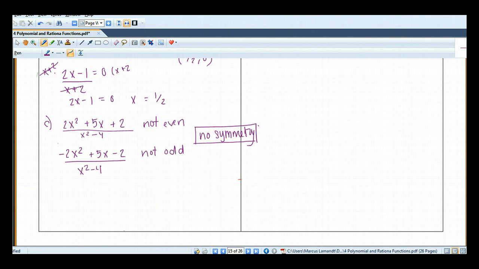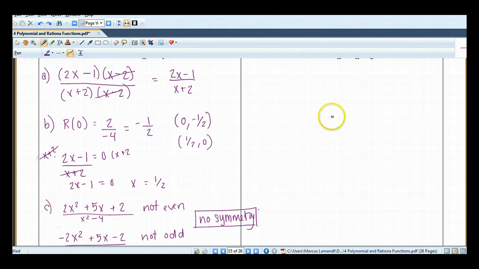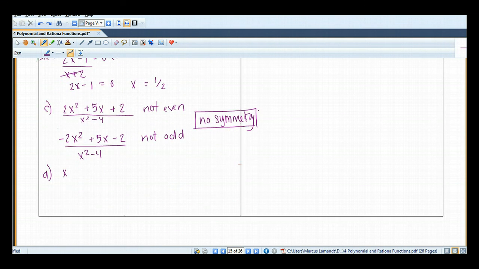Alright, let's look for vertical and horizontal asymptotes. The vertical asymptotes, where the bottom equals 0. Oops, I'm sorry, I forgot we simplified this. If you remember at the very beginning, the x minus 2 canceled out, so we just have to deal with the x plus 2. x plus 2 equals 0, and x equals negative 2. So the vertical asymptote is x equals negative 2.